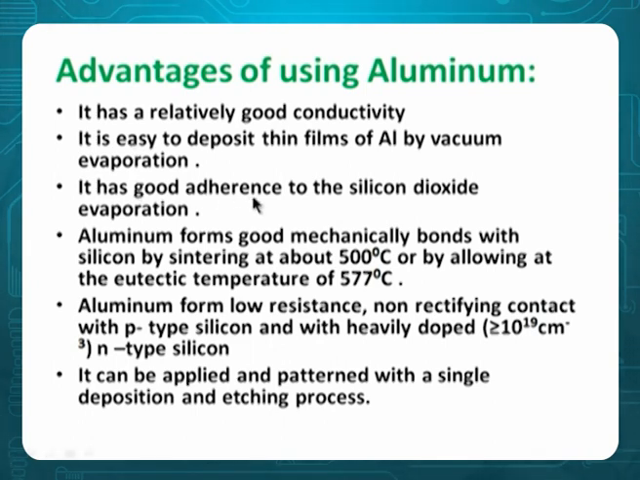It has a good adherence to silicon dioxide. Aluminum forms a good temperature range also, and it has a low resistivity. And finally, it can be applied and patterned in a single silicon deposition. So these are the different advantages of aluminum. Therefore, for metallization, we generally go for aluminum.